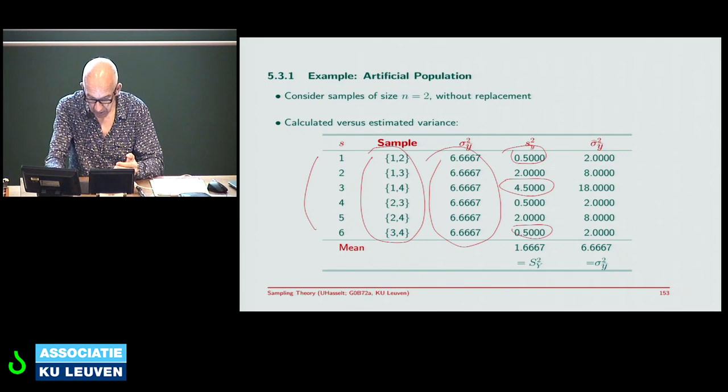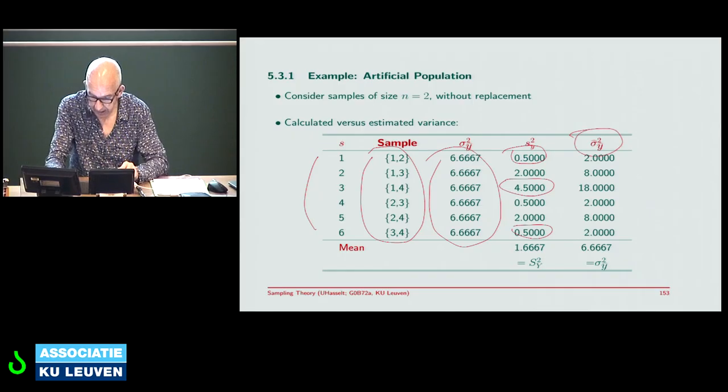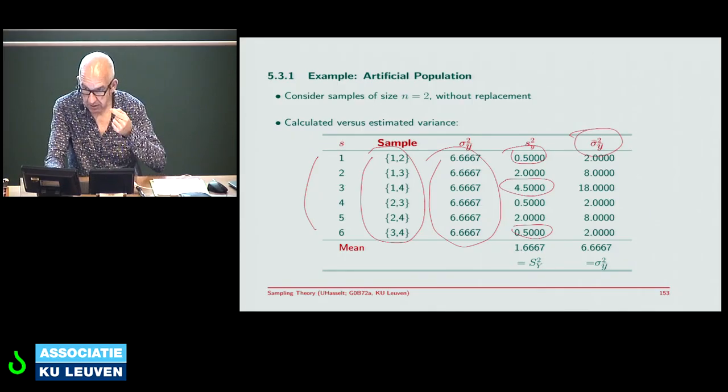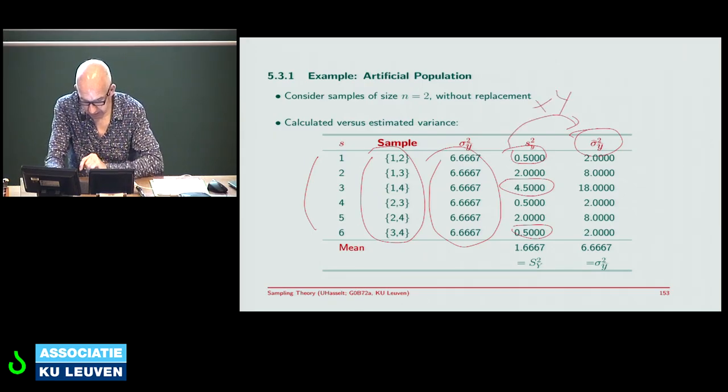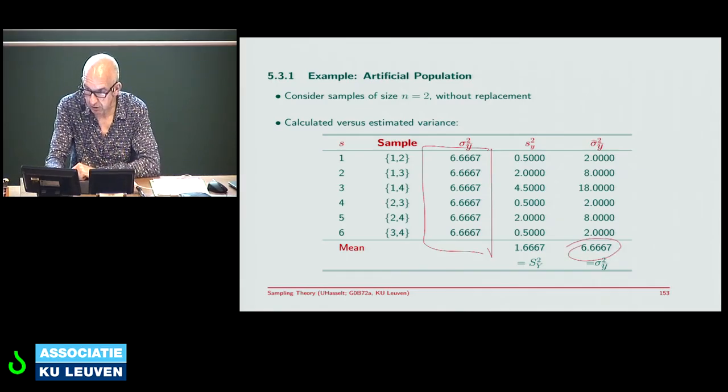So the S squared y is going to be changing, the sigma square y hat. So the estimated variance of the estimated total is going to change indeed. One is 4 times the other. That's why I have that intermediate value. So rather than calculating the true 6.66667 all the time, I get it correct only on average.